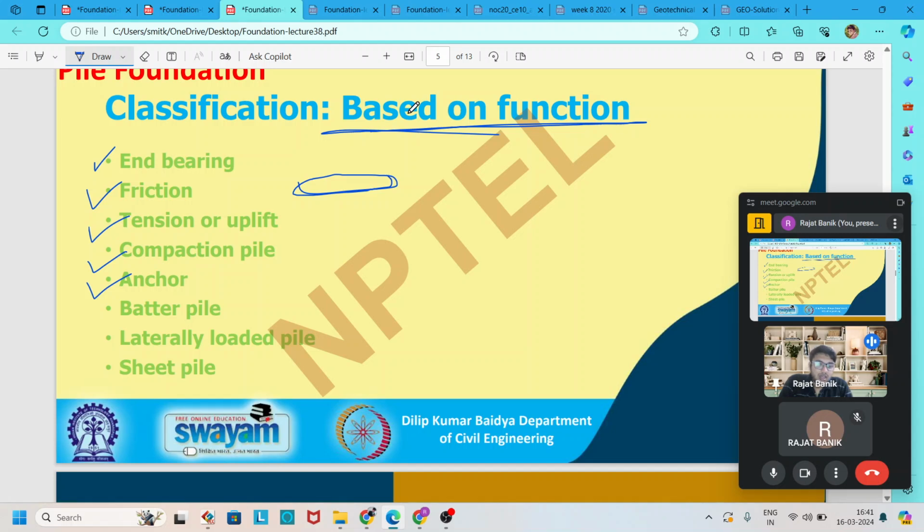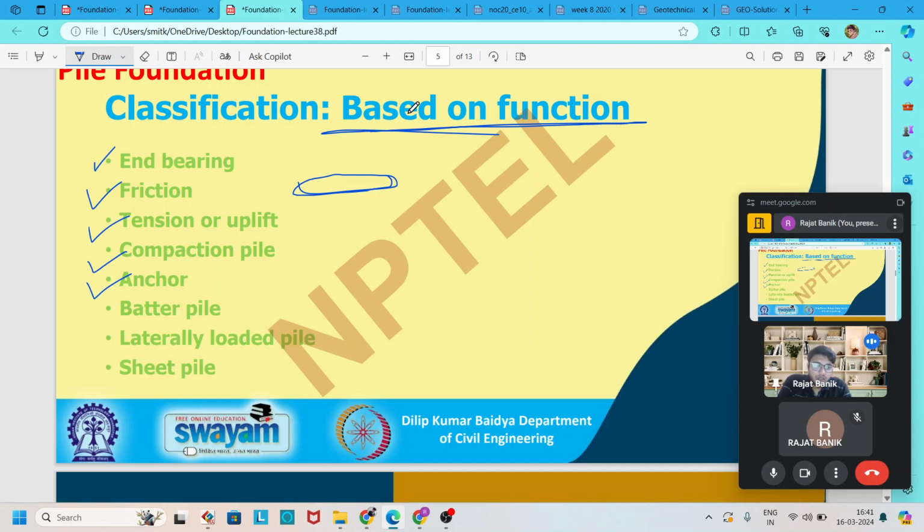Friction pile is the type of pile which transfers the load from the structure to the soil through the side friction of the pile. Then tension and uplift pile. In problematic soil like expansive soil like clay, there may occur expansion and contraction. Due to this expansion and contraction, a tension or uplift is generated. To resist this, we can use tension pile, which takes care of this.